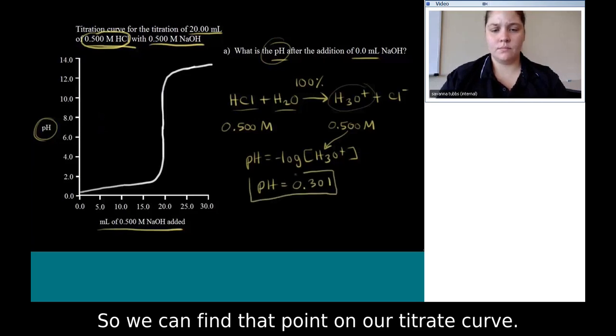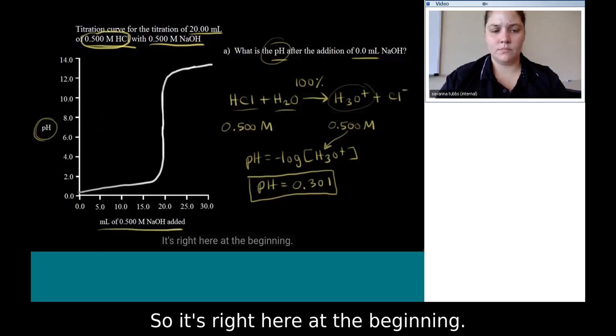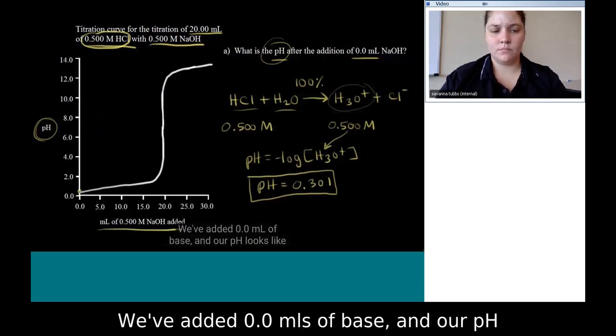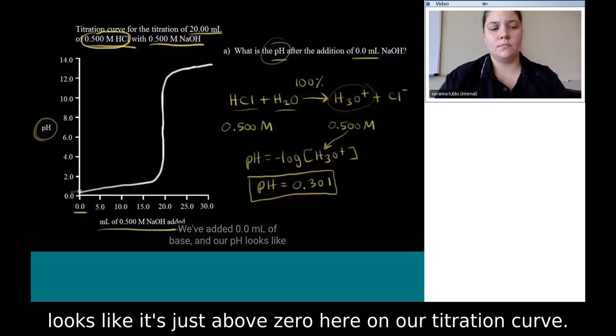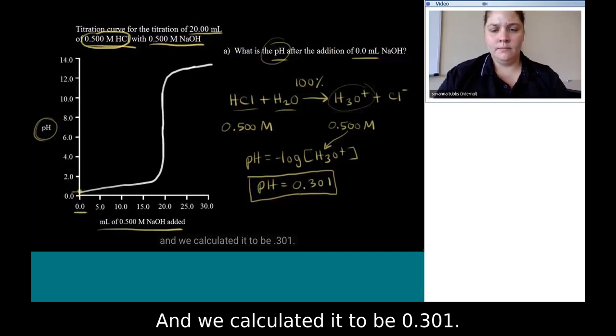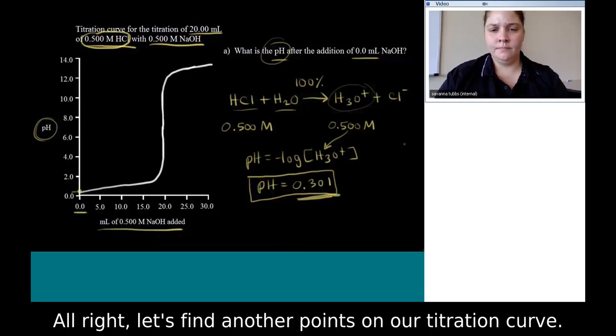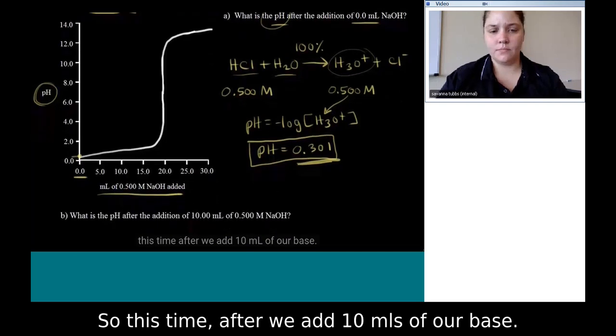So we can find that point on our titration curve. So it's right here at the beginning, right? We've added 0.0 mLs of base, and our pH looks like it's just above 0 here on our titration curve, and we calculated it to be 0.301. All right, let's find another point on our titration curve. So this time, after we add 10 mLs of our base.